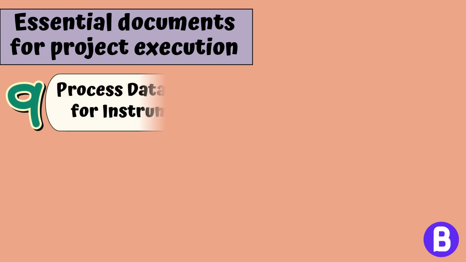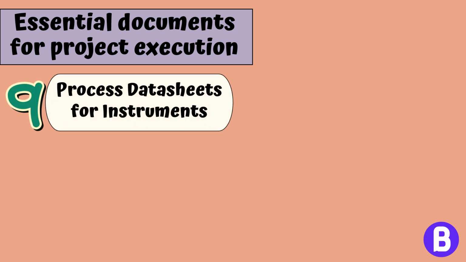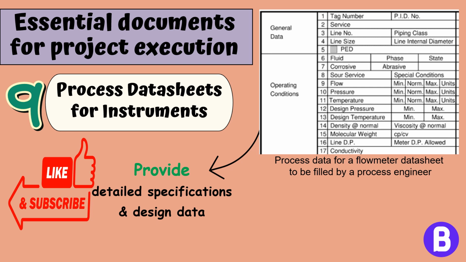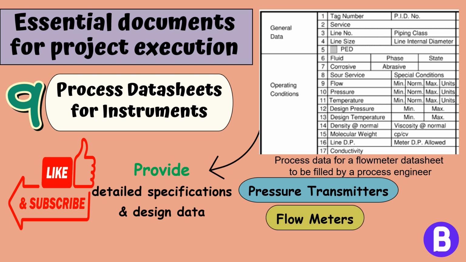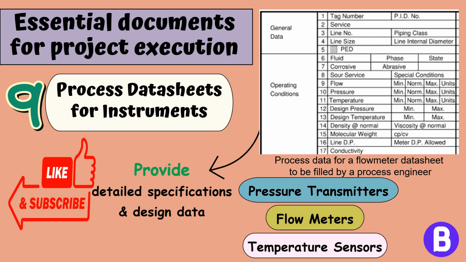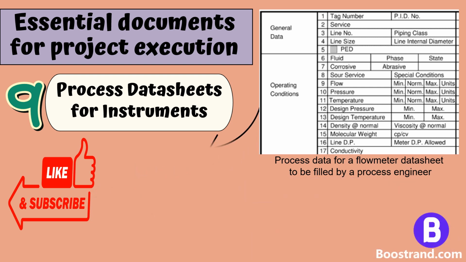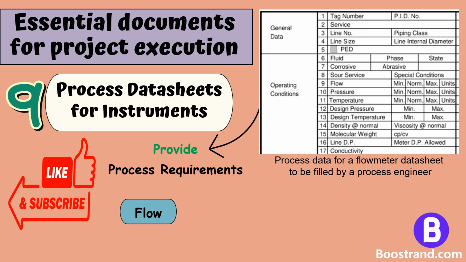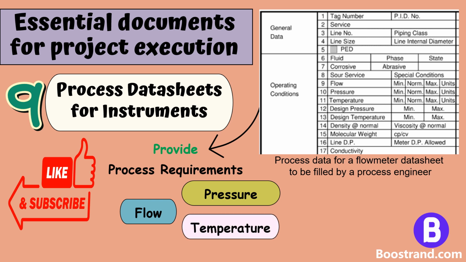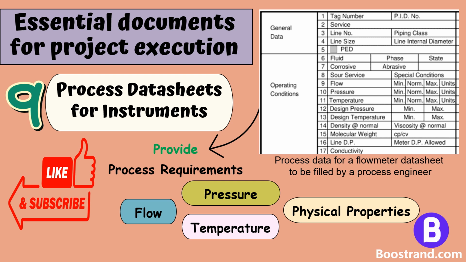Ninth, Process datasheets for instruments, which are documents that provide detailed specifications and design data for process instrumentation, such as pressure transmitters, flow meters, and temperature sensors. These datasheets include the process requirements from the instruments, such as the expected flow, or pressure, or temperature operating range, the fluid physical properties, and the design pressure and temperatures.